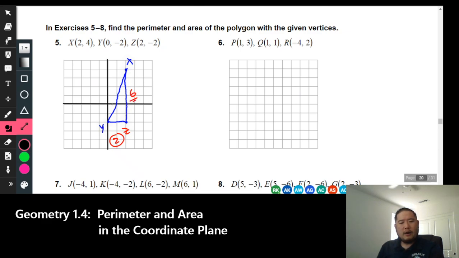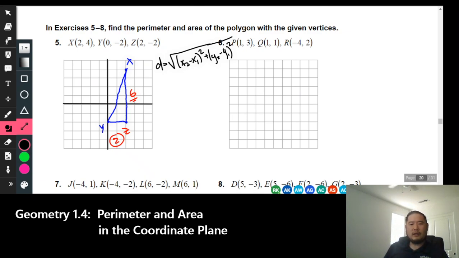Now, from x to y, that's where we encounter a problem. You can't just count diagonally. So what you can do is use the distance formula. Don't forget, d is equal to the square root of x sub 2 minus x sub 1, quantity squared, plus y sub 2 minus y sub 1, quantity squared. So you use the distance formula using the 2 points, and then we can figure out how long that diagonal piece happens to be.